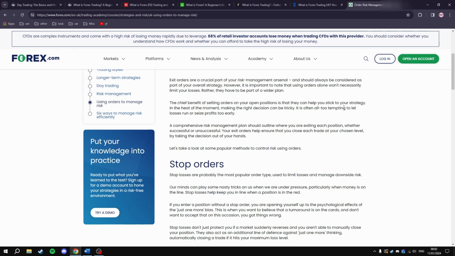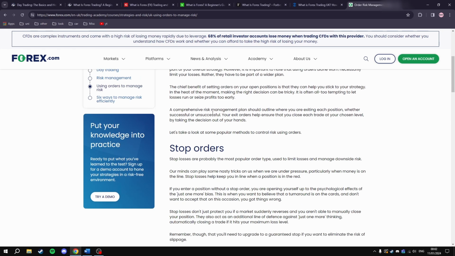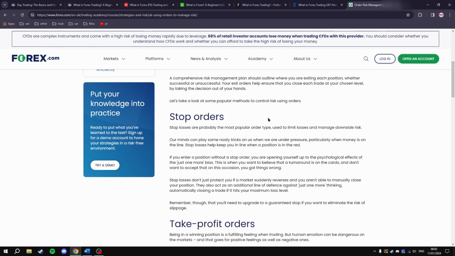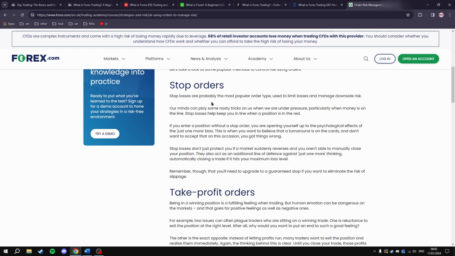It is often all too tempting to let losses run or seize profits too early. A comprehensive risk management plan should outline where you are exiting each position, whether successful or unsuccessful. Your exit orders help ensure that you close each trade at your chosen level by taking the decision out of your hands. Let's take a look at some popular methods to control risk using orders. Stop orders. Stop losses are probably the most popular order type, used to limit losses and manage downside risk.